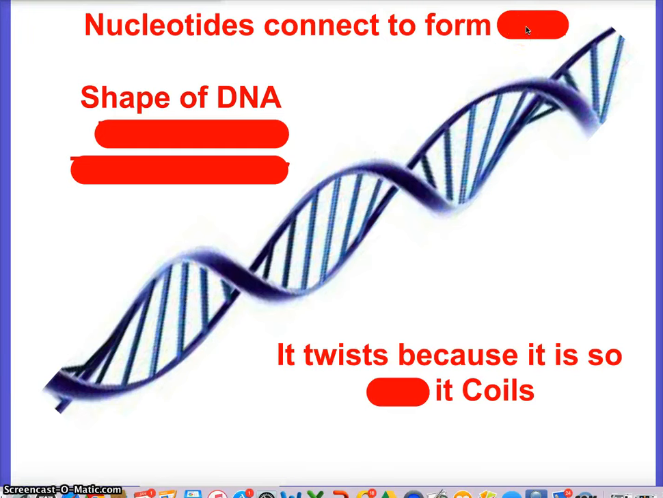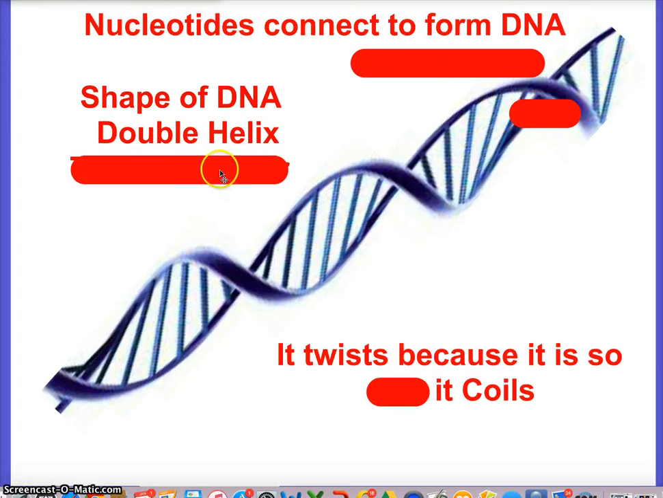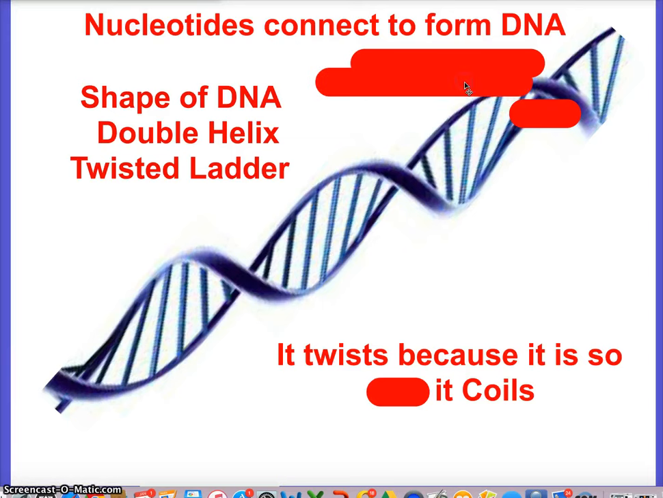See, I twist the question and you go blank. DNA. See how easy that was? What's the shape of DNA? Double helix. Double helix, which looks like what? A ladder. Awesome. A ladder that is twisted.